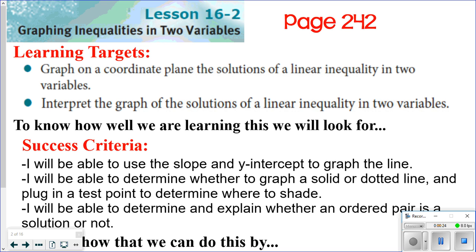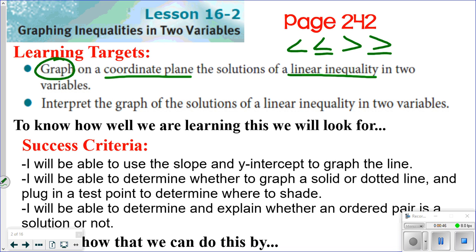So a learning target is graph on a coordinate plane the solutions of a linear inequality in two variables, and those variables are usually x and y. And if you remember from first trimester, an inequality is less than or equal to, greater than or equal to. And then we're going to interpret the graph of the solutions of a linear inequality in two variables.